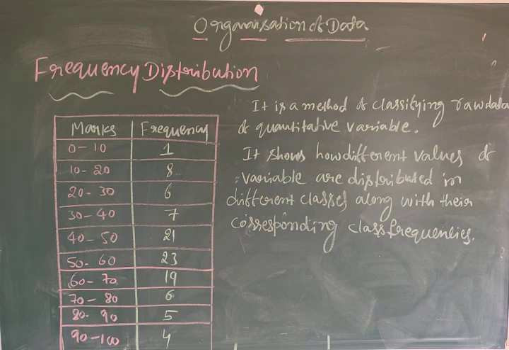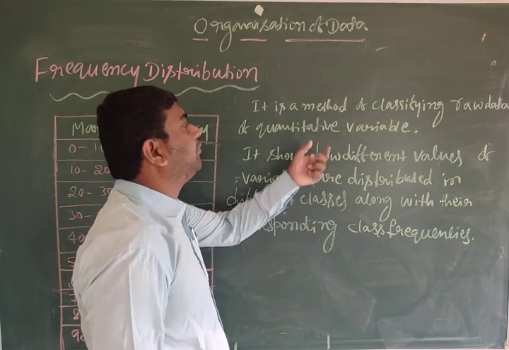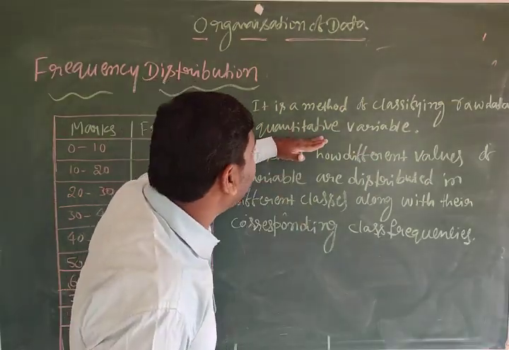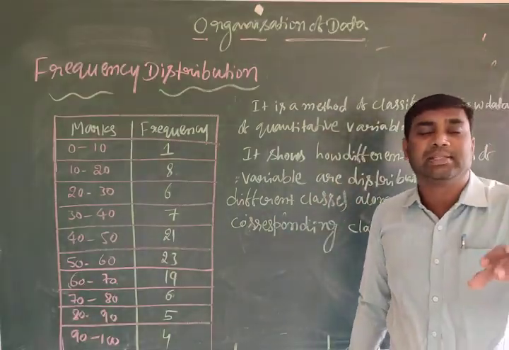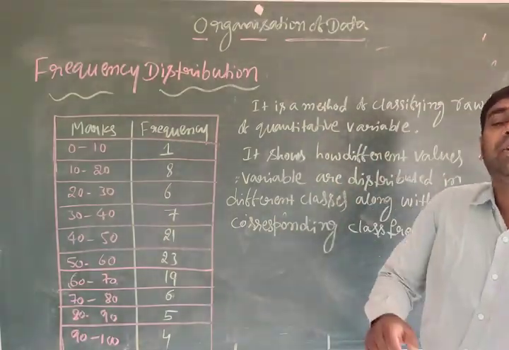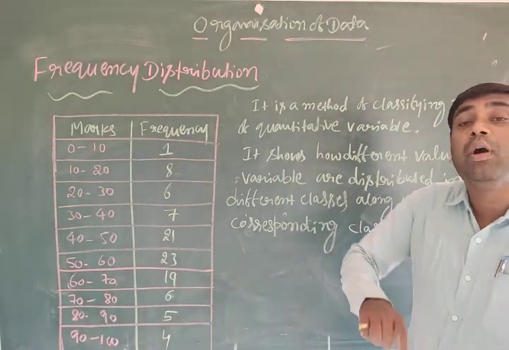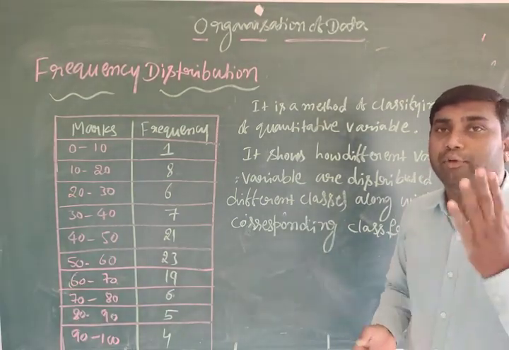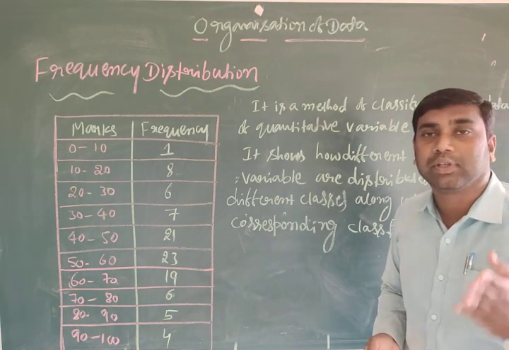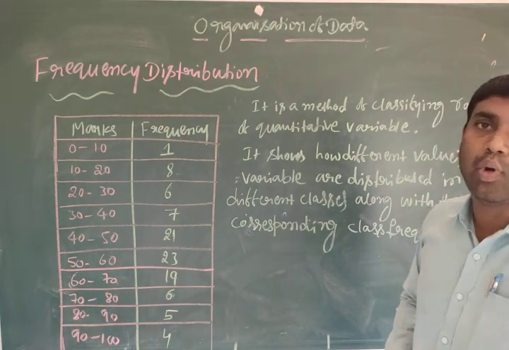Frequency distribution is nothing but a method of classifying raw data of quantitative variable. When we are collecting any data, that should be considered as raw data only. After that, to understand and to provide any solution for those issues, we need to organize and classify the data. How can we classify it? On the basis of four types: chronological classification, spatial classification, quantitative classification, qualitative classification.